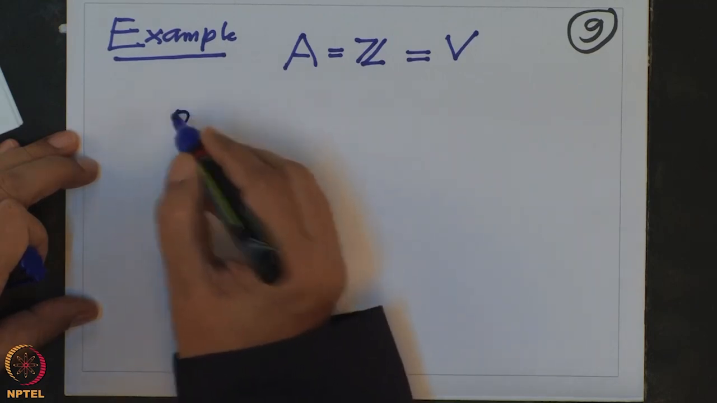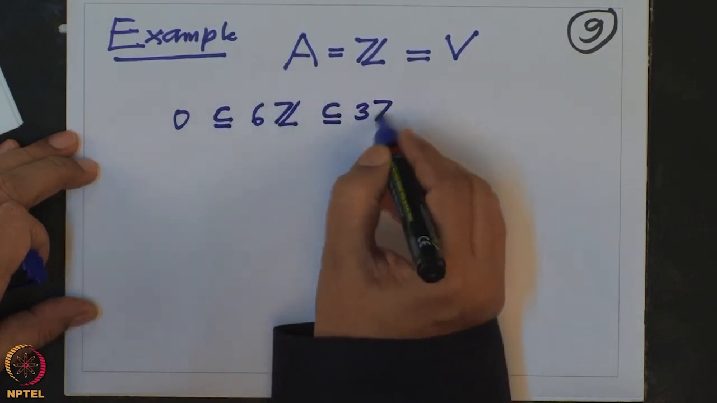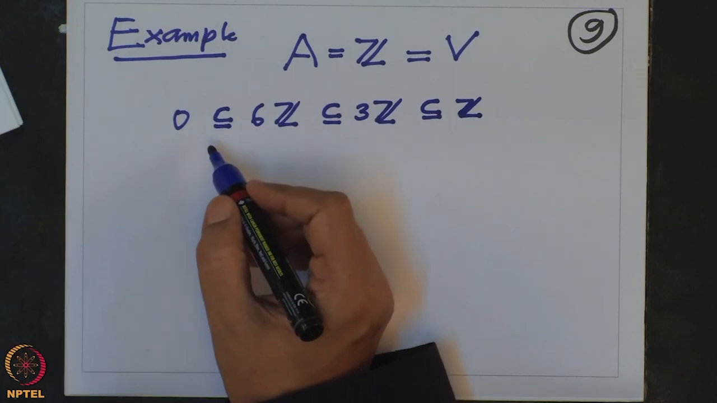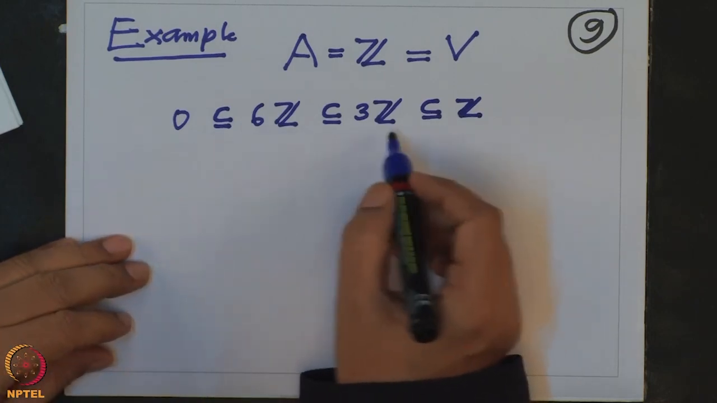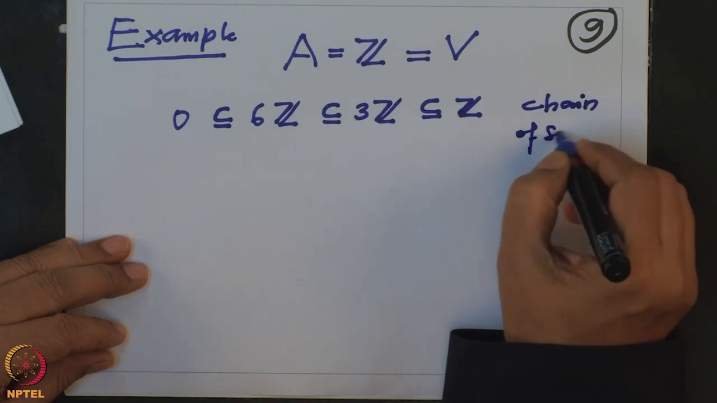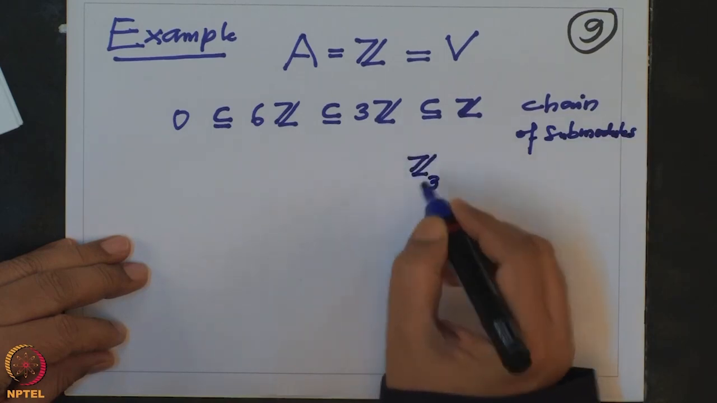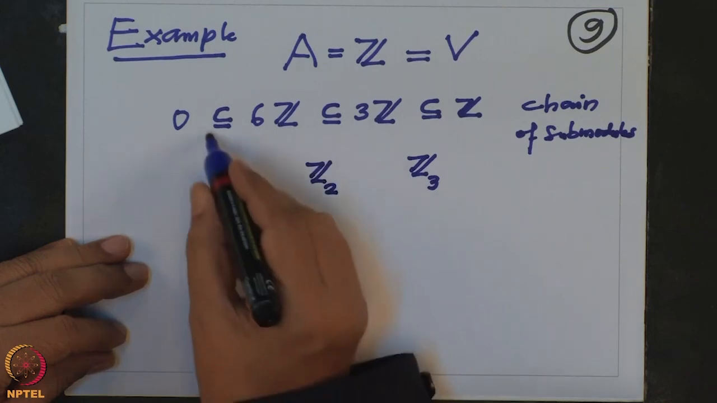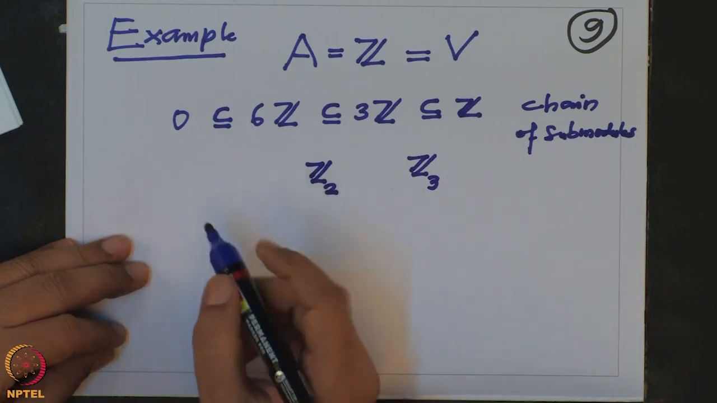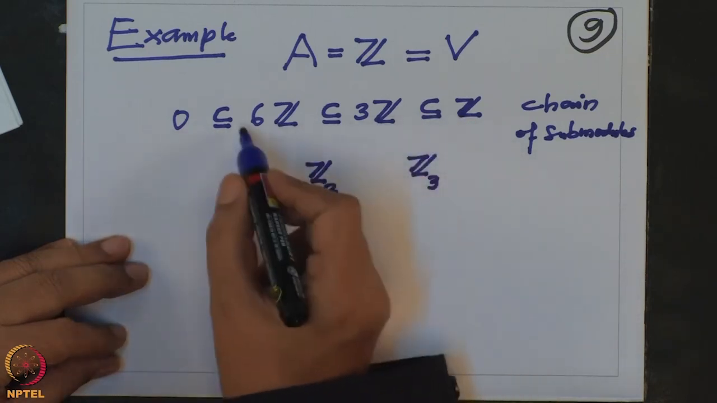So for example, we have the chain 0 contained in 6Z, contained in 3Z, contained in Z. This is also a chain of submodules, but here note what the successive quotients are. Here it is Z mod 3, here it is Z mod 2, and here it is Z mod 6. So 6 is not a prime ideal generated by this. So therefore, this chain is not the required chain.